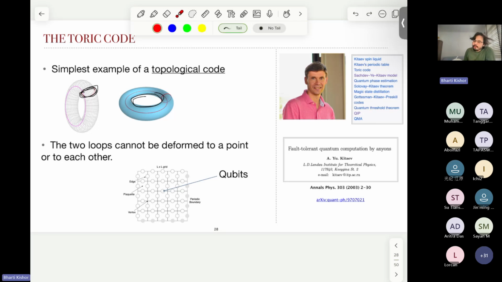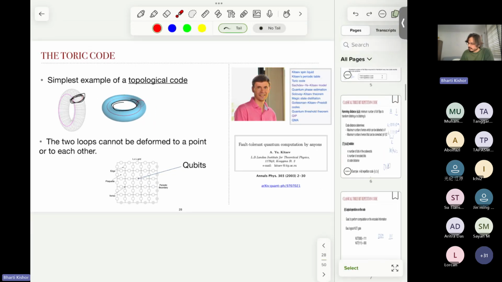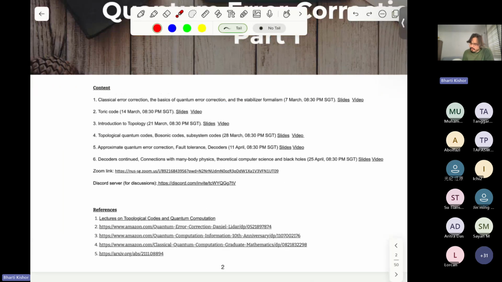So the toric code is the simplest example of a topological code. In general, if you want to understand how topological ideas are relevant for quantum error correction, in the beginning I mentioned there is a set of tutorials which I gave last year, where all of these topological ideas, homology, cohomology, and how that's relevant, I talk about. All of this is recorded. And today I'm just trying to cover the first two parts, which will be helpful to build the follow-up content.